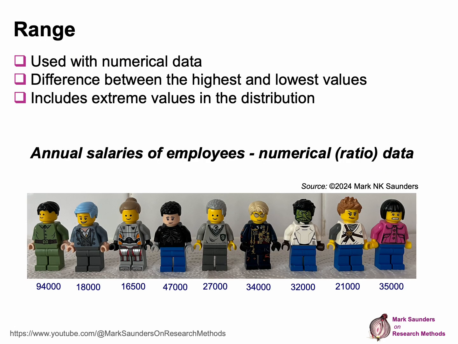We calculate the range using numerical data, and we use this statistic, the range, to tell us the difference between the highest and the lowest values. This means our statistic includes the extreme values in a distribution. We're going to look at the annual salaries of employees. This is numerical data, and as a type of numerical data, it's ratio data. This means we can say the salary of one employee is twice as much as the salary of another employee, for example. At the moment, our data are not in ranked order.